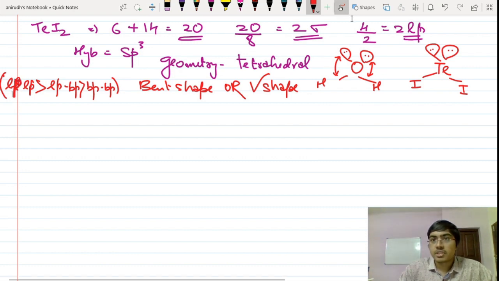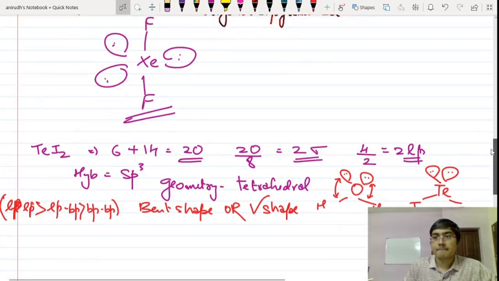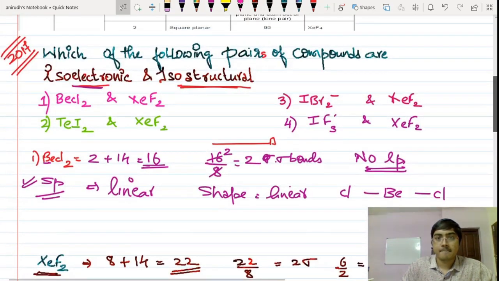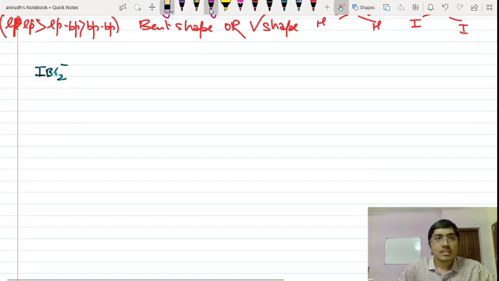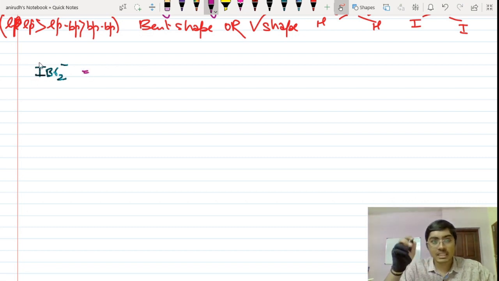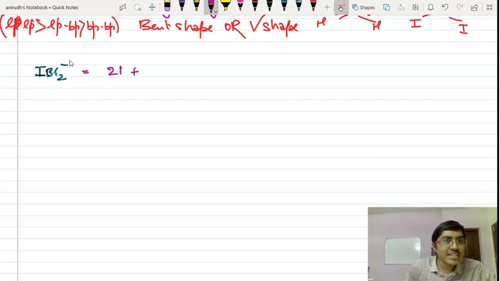Okay, so let's proceed to the next compound now. This is IBr2 minus, isn't it? Fine, IBr2 minus. Here iodine and bromine come under the same category, halogens, isn't it? So 7 plus 7 plus 7, that is 21. Now this negative charge has to be considered, that is 1. So this will be 22. Total number of valence electrons is 22.